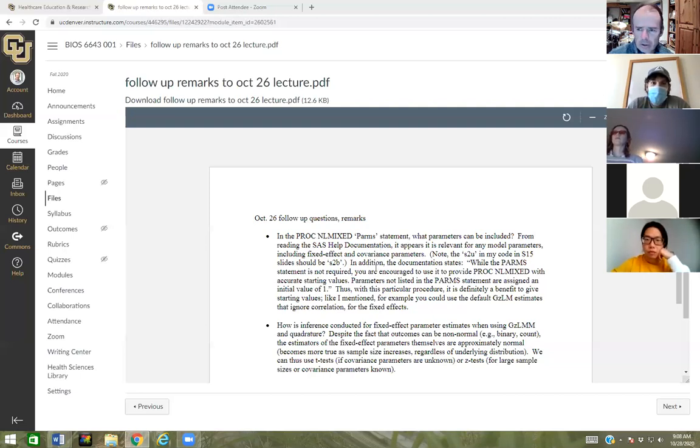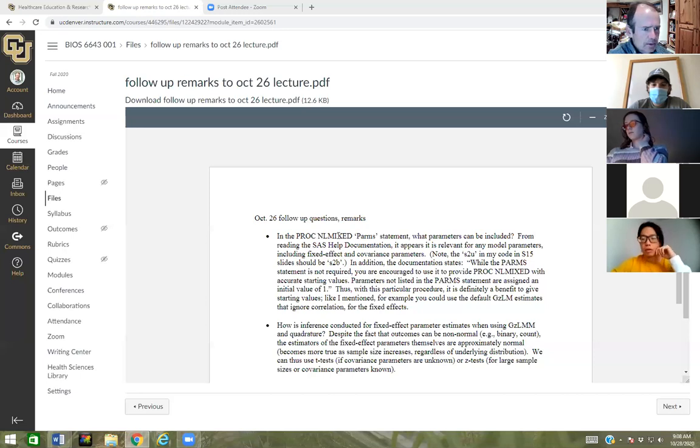I don't want to spend a ton more time on this, but the PARM statement in PROC NLMIXED gives you starting values essentially for parameters, and it could be fixed effects or covariance parameters. So any parameters in your model, you can specify starting values, which should help the numerical algorithm go to the correct solution. So the closer you can get on the starting values, the better.